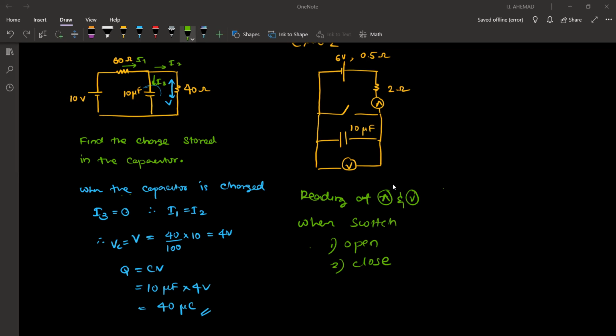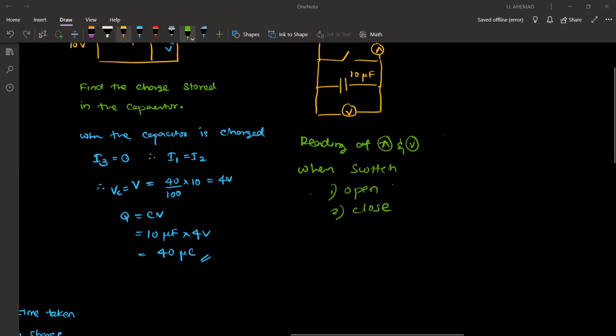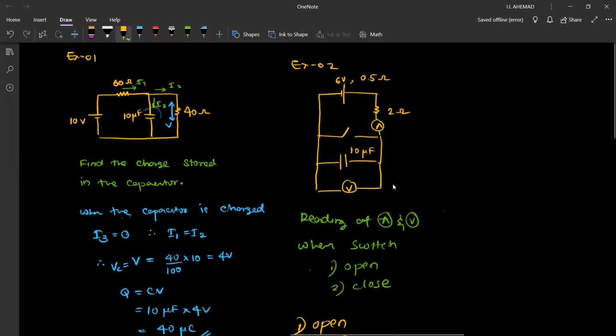Is my question clear? When this switch is open, initially this capacitor will get charged, therefore there will be a current flow. Soon after, this capacitor is completely charged. Is there any circuit where the current can flow? This is also an ideal voltmeter. There is no circuit, right? Then the ammeter reading is 0. And the voltmeter reading will be the maximum, because in this circuit there is no current flow. If there is no current flow, no potential drop across this 2 ohm resistor or this 0.5 ohm resistor. So this will be 6 volts.